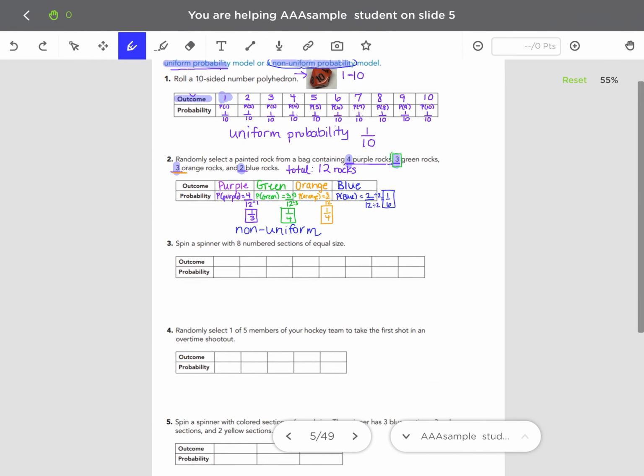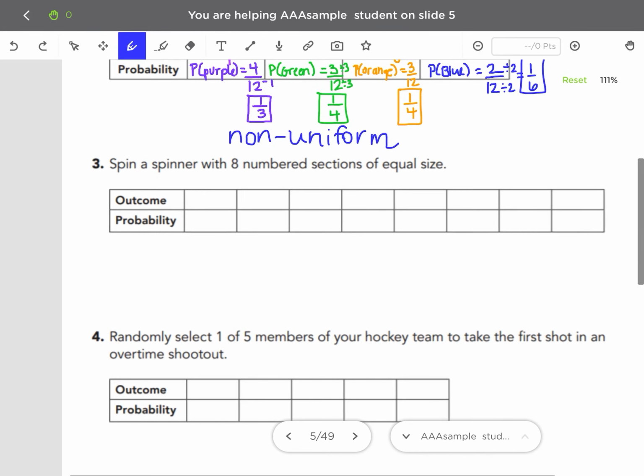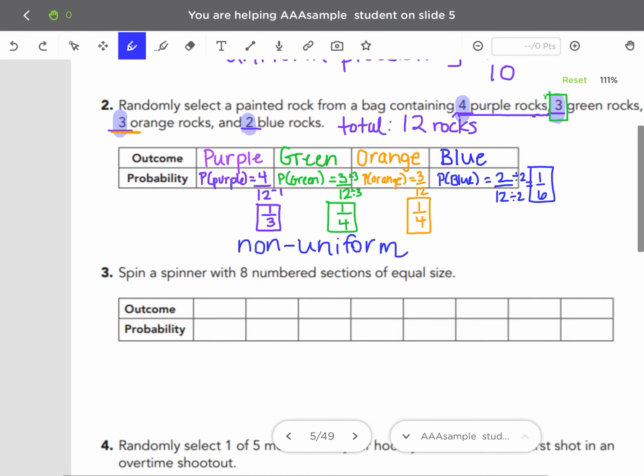So you'll do 3, 4, and 5 on your own. Remember that writing the outcome depends on the problem. And then the probability, you're calculating it and writing it as a fraction.